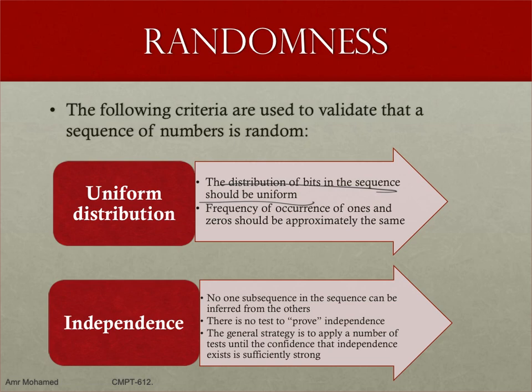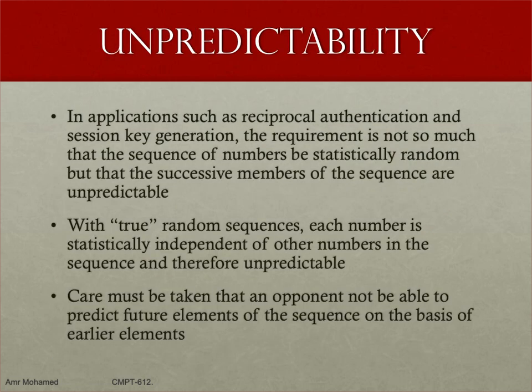So we understand the properties now. So this is the unpredictability in applications such as reciprocal authentication. Reciprocal authentication here means that if you have two parties communicating together, there is the concept of message authentication, which we are going to study today.